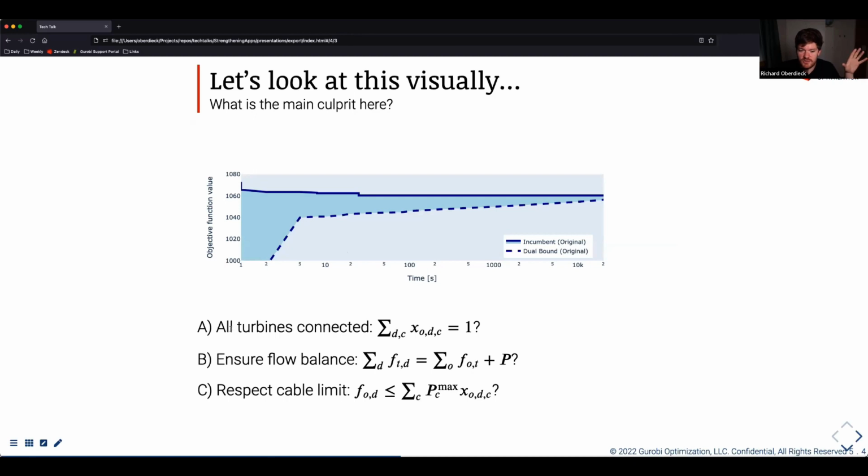Which one of these three that I talked about, all turbines connected, ensure flow balance, or respect cable limit, which one of these do you think is the constraint, the main culprit for the weak formulation in this particular model? So I'm launching this now. Let's see what people have to say.